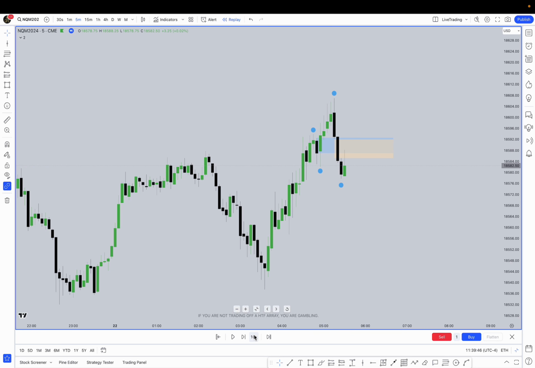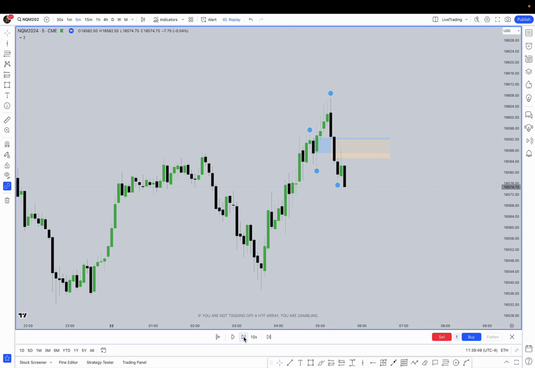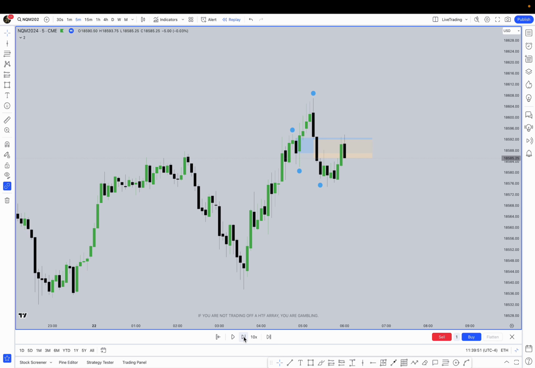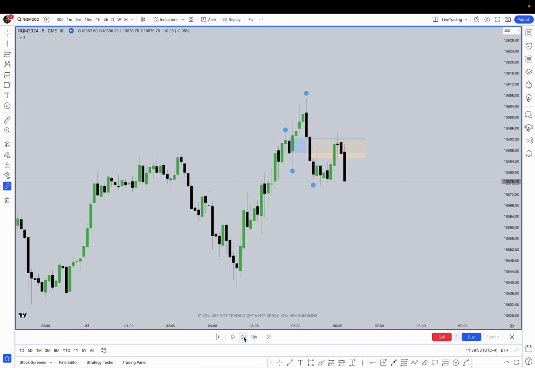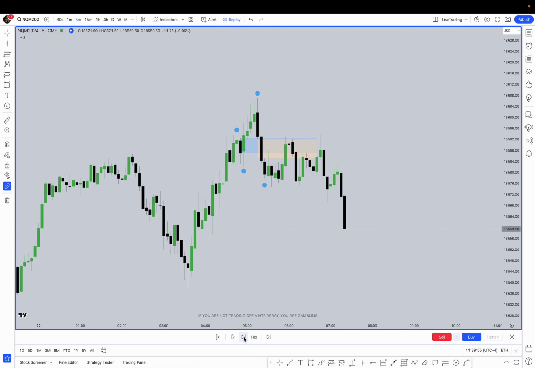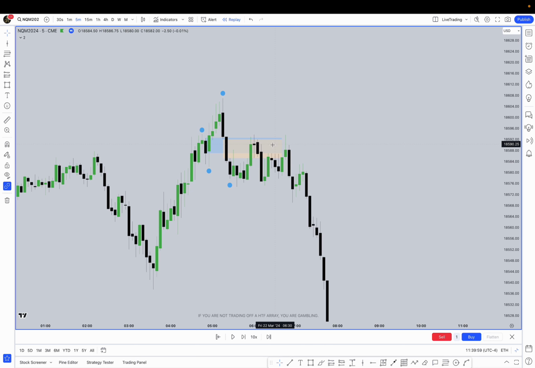Let's see what price does here. Comes back to the breaker, and it trades down. And you see how beautifully price comes back here, 1, 2, 3, 4, 5, 6 times. So you had some time to get it, and this is a clear draw on liquidity, these lows.